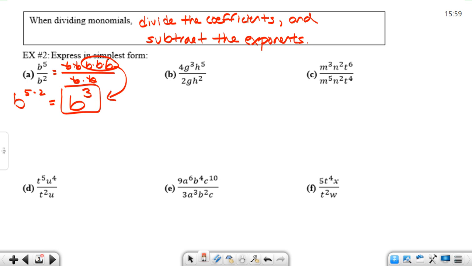Okay, let's look at a little bit more difficult one here. Let's look at b. So here we have 4g to the third h to the fifth divided by 2gh squared. Now guys, just like with multiplying, I am going to break this up and keep my like terms grouped. So I'm going to make this 4 over 2 times g to the third over g times h to the fifth over h squared.